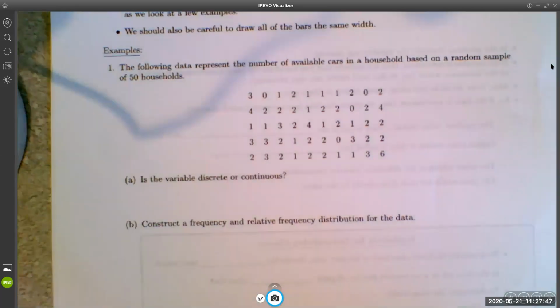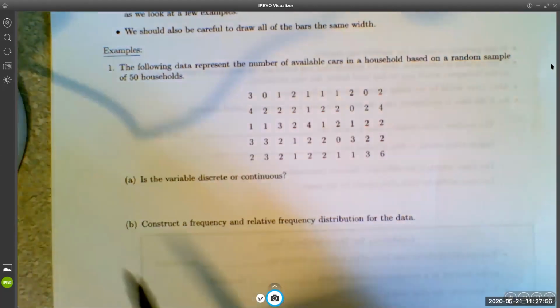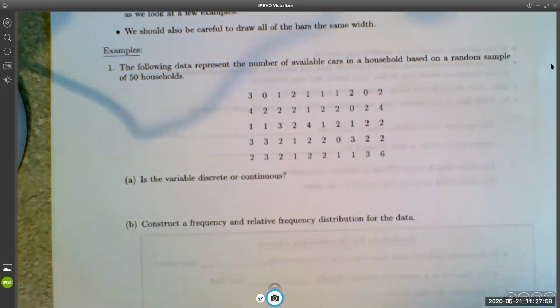So this first one says the following data represent the number of available cars in a household based on a random sample of 50 households. Part A asks if the variable is discrete or continuous. So kind of a blast from the past, I guess, right? Testing our memory here. But is this discrete or continuous?